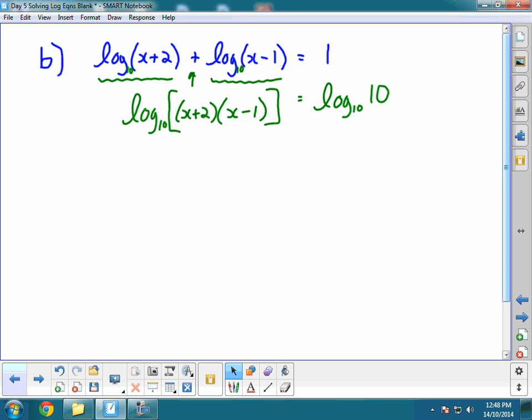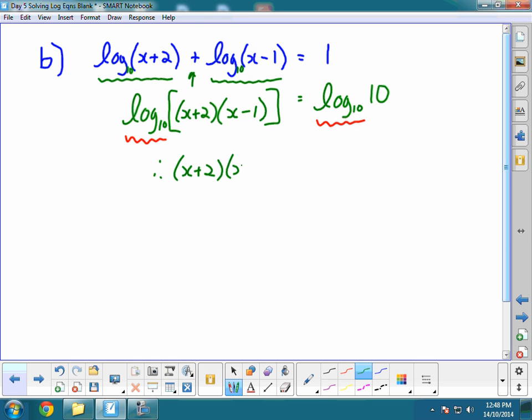So what you're going to notice now is I've got common log on this side, common log on this side. I can ignore them. So therefore, x plus 2 times x minus 1 equals 10. I have to solve for x. Well, I'm going to have to do some rainbow, and this part I'll do relatively quickly because it's easy grade 10 math here. So x times x is x squared, minus x, plus 2x, minus 2 equals 10. I notice it's a quadratic, which means a strategy when solving quadratics is to have everything on one side and have it equal to 0.